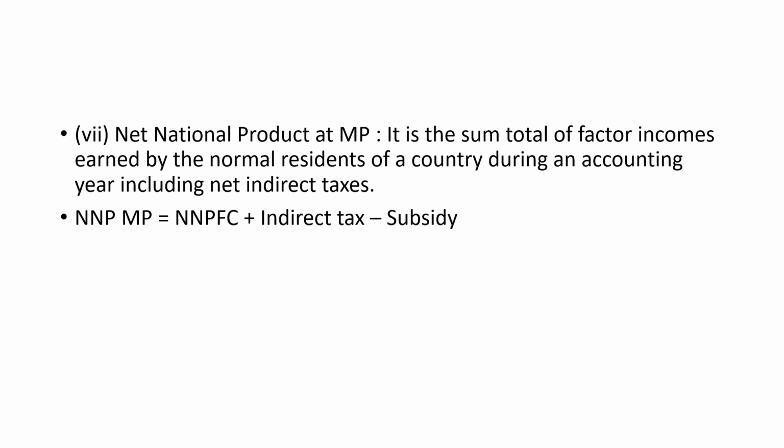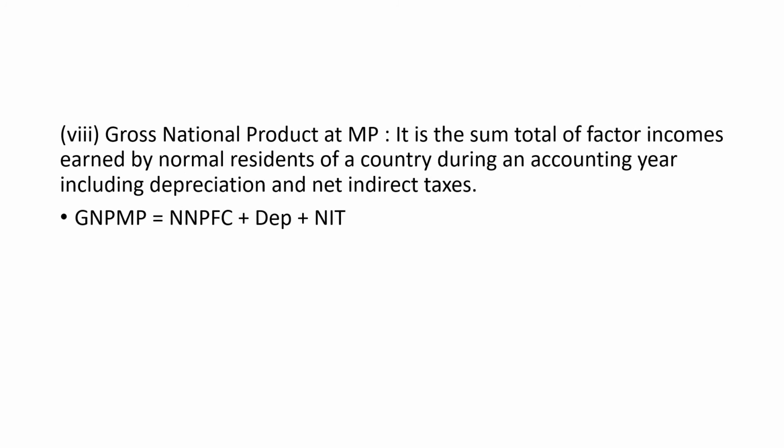Next, net national product at market price, which is the sum total of all the factor incomes earned by the normal residents of a country during an accounting year, which would take into consideration the net indirect taxes as well. So NNP at MP is equal to NNP at FC plus net indirect tax. That means indirect tax minus subsidy. That is your net indirect tax. Since you are taking into consideration MP, not FC, you have to include the net indirect tax.